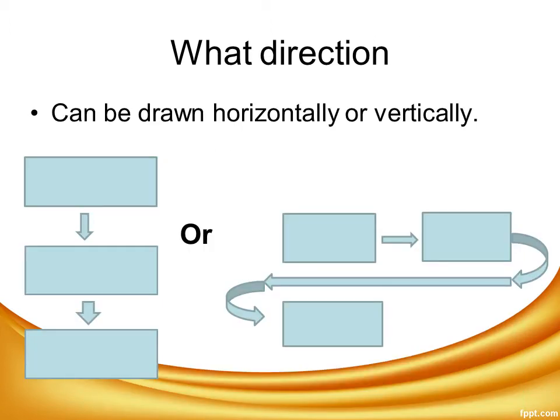A flow map is a series of boxes connected by arrows. They can be drawn horizontally as the one to the left or vertically as the one to the right.